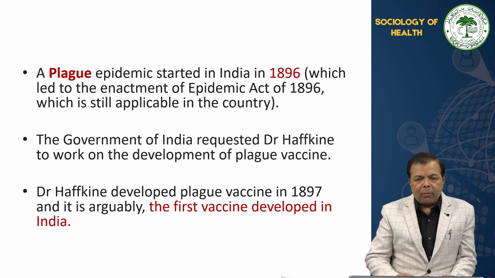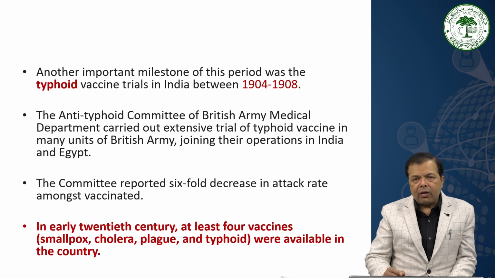complex. The government of India requested Dr. Haffkine to work on the development of a plague vaccine. He was already here, and Haffkine developed the plague vaccine in 1897, and it is arguably the first vaccine developed in India. So the plague vaccine was developed by Dr. Haffkine, and it became the first vaccine developed in India, because prior to that we were using vaccines which were not developed in India.